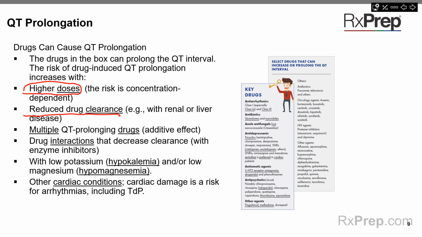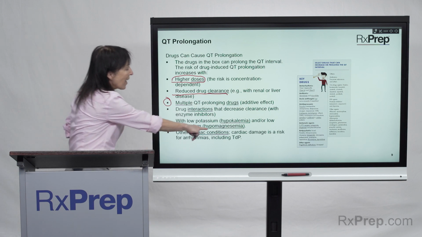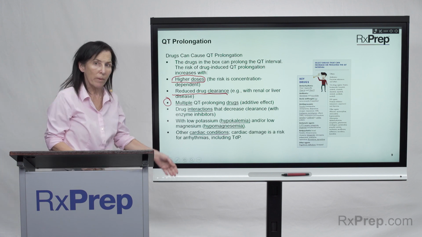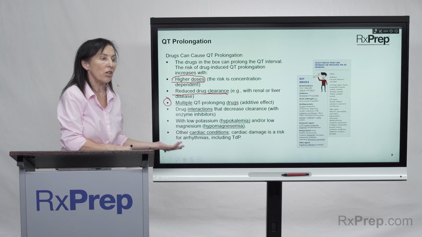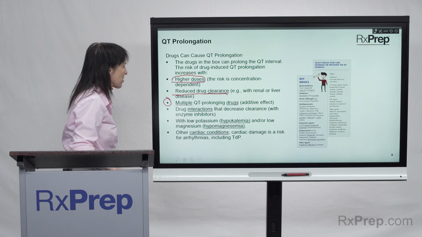This is a very big one: multiple QT prolonging drugs. You might be looking at a case and you say, hey, that patient's on a QT drug. The patient's already at risk because they had a heart attack or they have heart failure, or maybe they have low potassium. We'll look at that in a second. There's no way you can put that patient on a QT prolonging drug. They're already at risk for torsades.